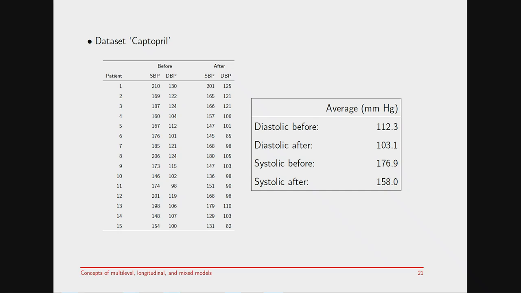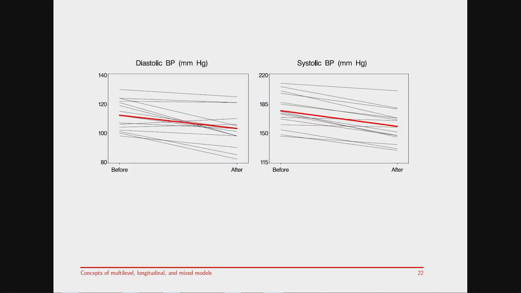And although this is a small data set, there's not much you can see by just looking at these numbers. It's much better if you just look at summary statistics, and that's why you have here the averages. And for example, you see that the diastolic blood pressure changes from 112 millimeters of mercury about to 103. So there is a reduction of about 9 units. Similarly, for the systolic blood pressure, you see a reduction here.